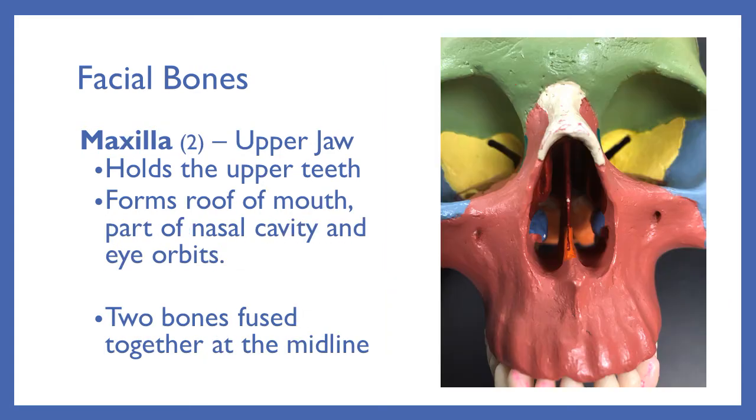The maxilla is this bone shown here in pink. It is your upper jaw. It holds the upper teeth. It forms the roof of your mouth, part of your nasal cavity, and also the bottom inside section of the eye orbits. The maxilla is formed from two bones that are fused together at the midline.